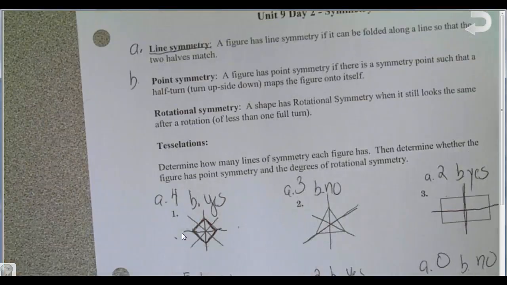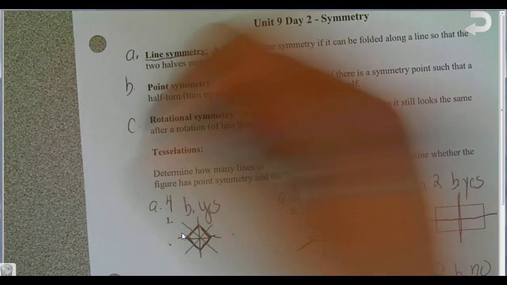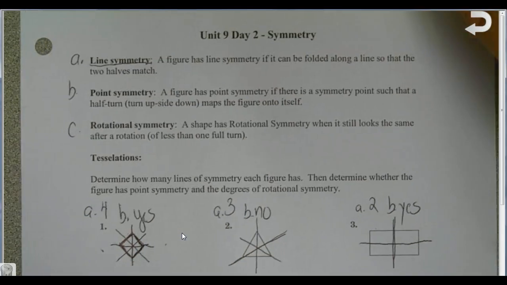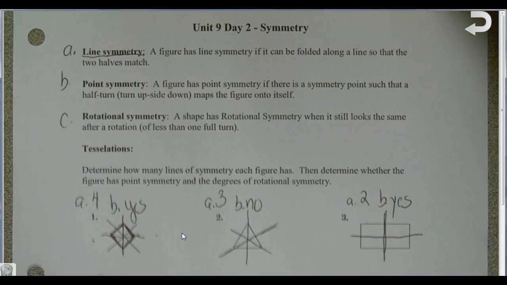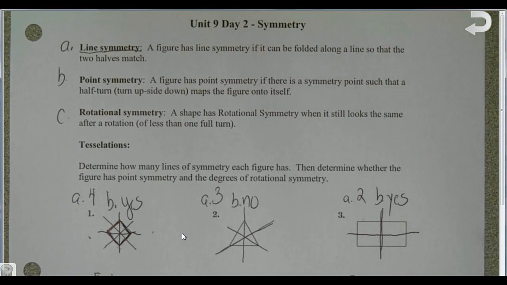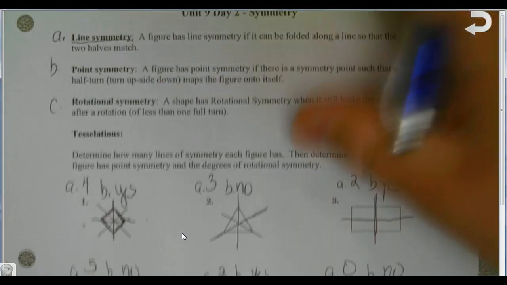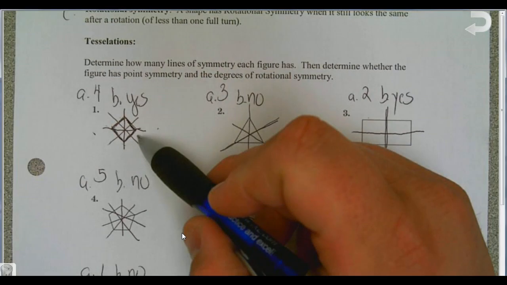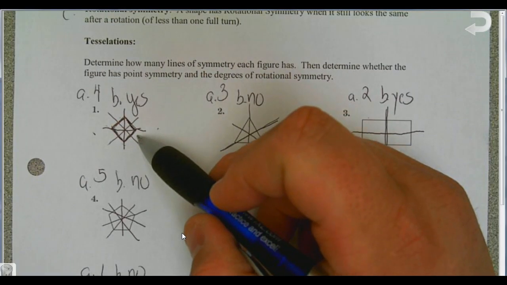And so that goes into our third thing, rotational symmetry. A shape has rotational symmetry when it still looks the same after a rotation of less than 1 full turn. Okay? And so how many degrees does this shape have to turn to the point where it looks the same?